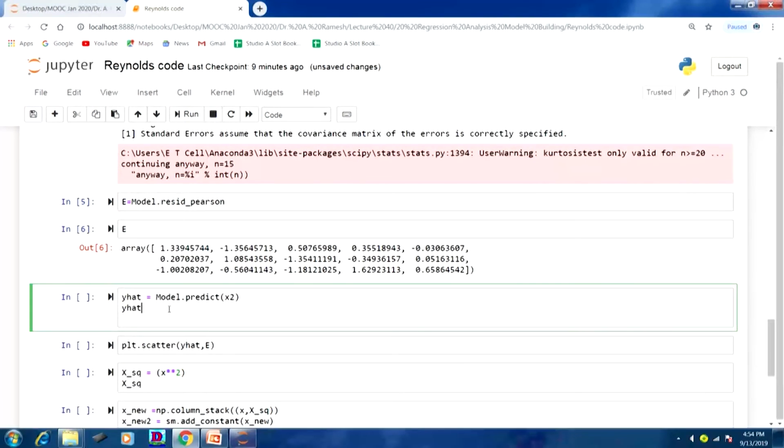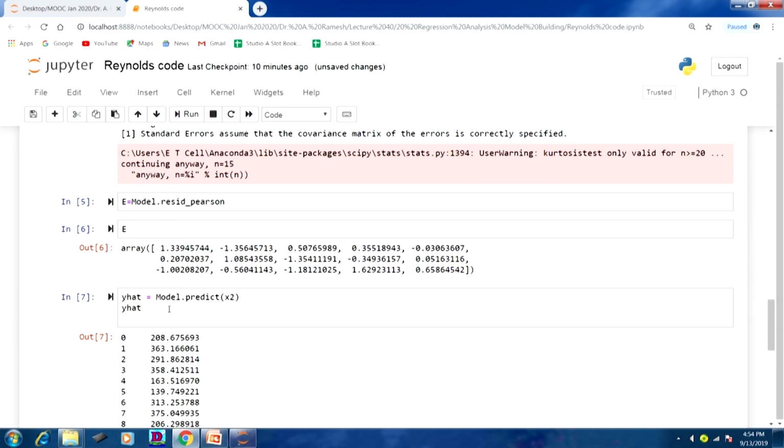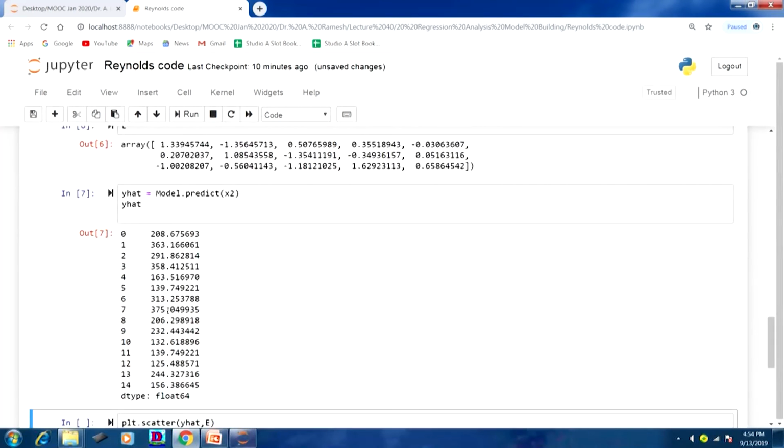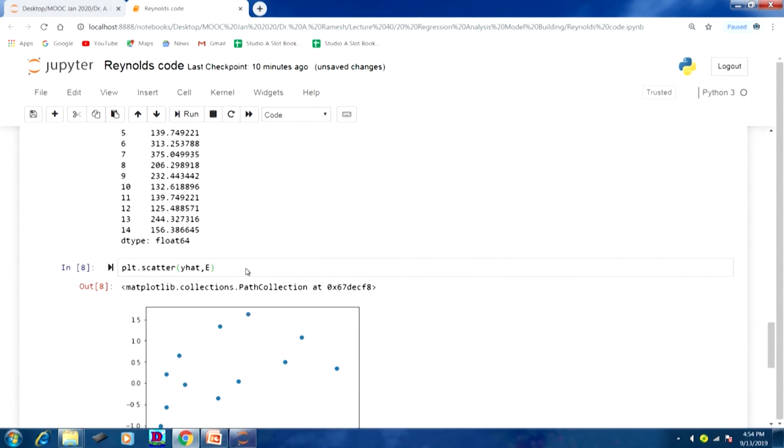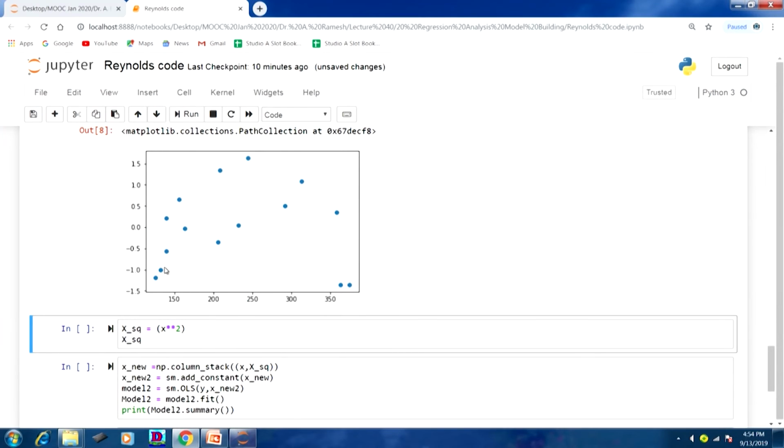Then the residual plot, what is going to be there? In the x axis I am going to have the y predicted value, in the y axis we are going to have the standardized residual value. This is my y hat, that is the y predicted value. Now I am going to draw the scatter plot between y hat and standardized residual. You look at this one, there is a curvilinear relationship, it is not a straight line, it is not coming in the rectangular shape.